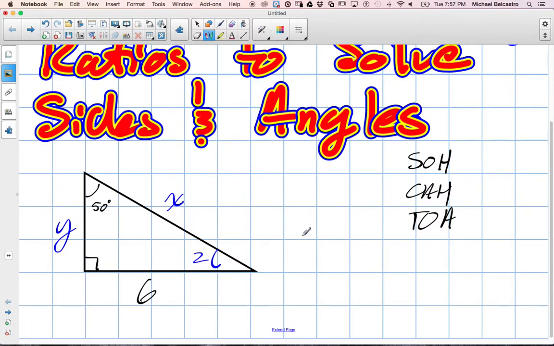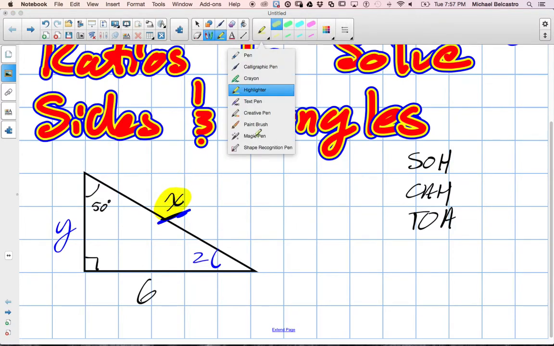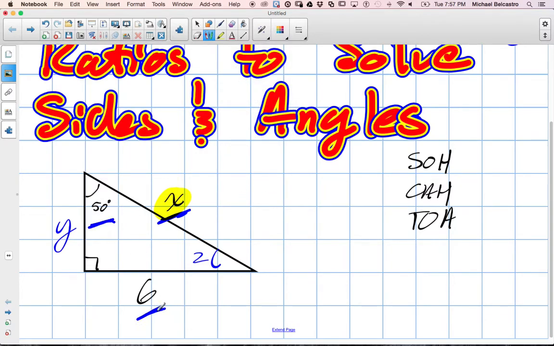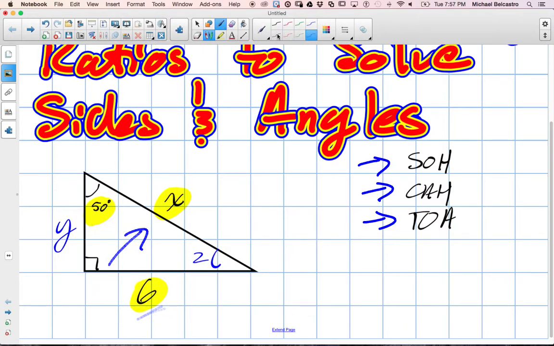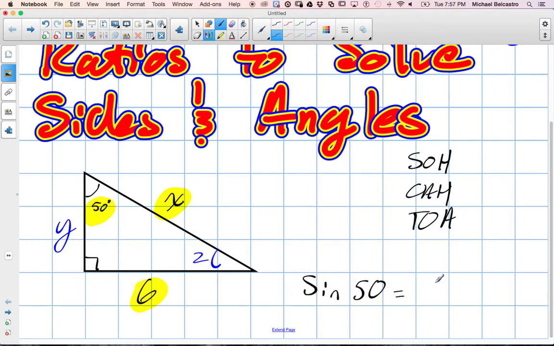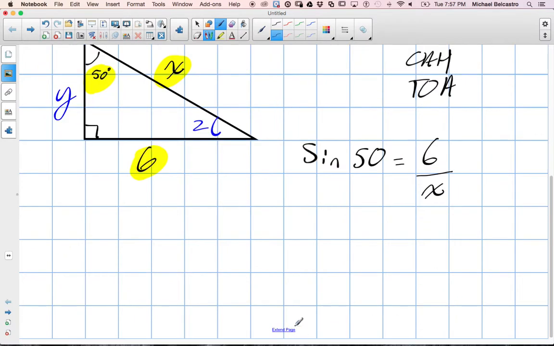Okay, so let's start with x. First goal is we're going to try to solve for x. So we obviously have to use the 2 pieces of information we have. We're going to set up all 3 and see which ones include the pieces of information that we actually have. So, sine 50. 50 is our theta. So sine 50 is equal to the opposite. Well, the opposite is 6. And the hypotenuse is x. That looks pretty good. That looks like what we've got.